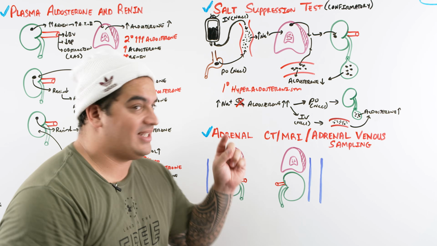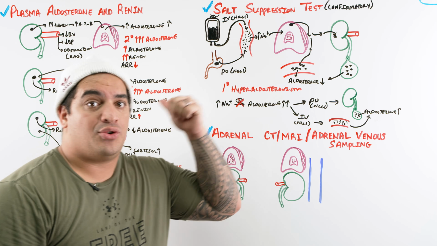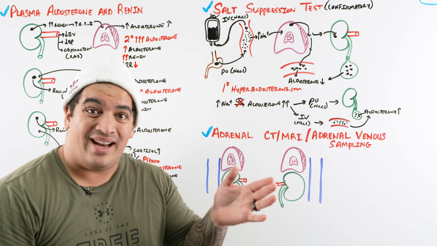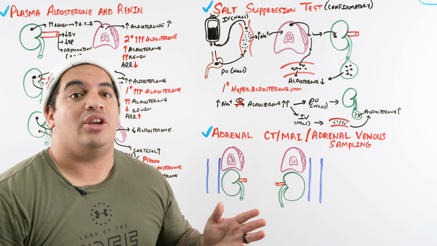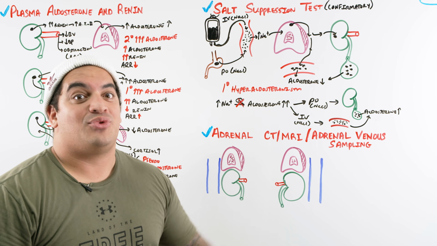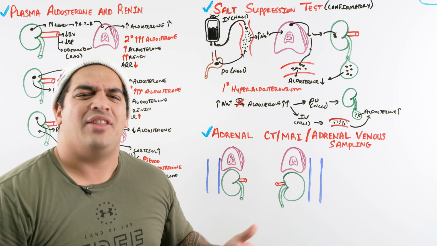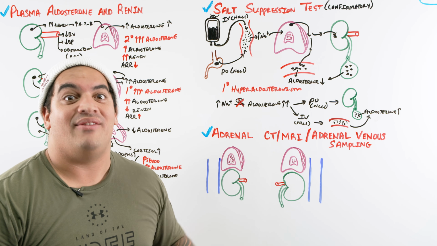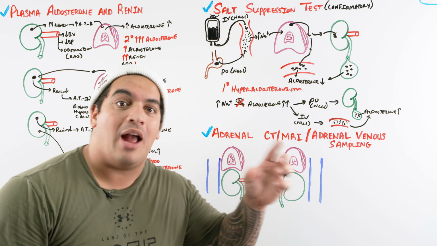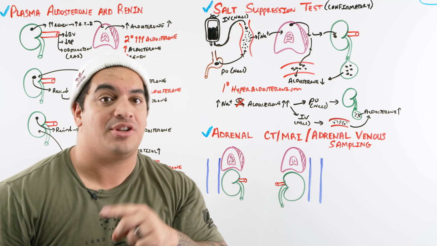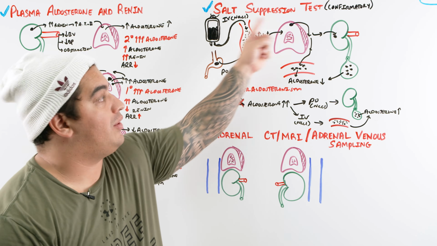So let me just quickly say this again. You check the plasma aldosterone and the renin. You look at those two. If aldosterone's really high and renin's also high, then that would make you think it's secondary. If the aldosterone level's really high and the renin level's actually low, and you look at the ratio, that ratio would be very high. That would make you think of primary hyperaldosteronism. How do I confirm that it's truly the primary type? I'll do the salt suppression test.